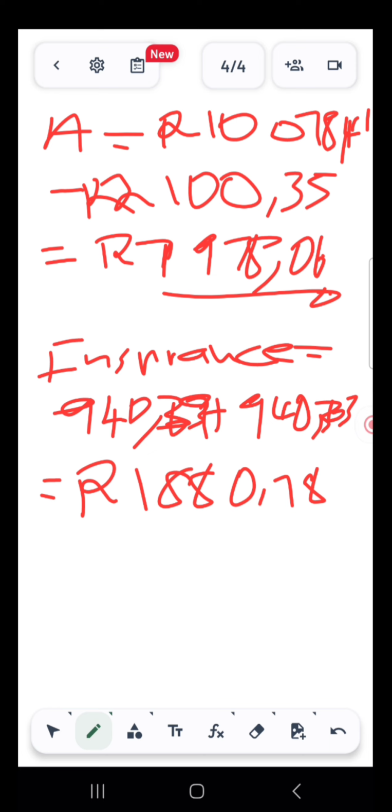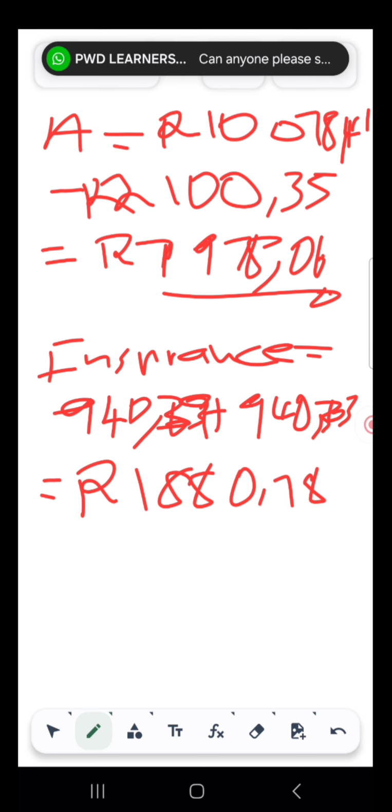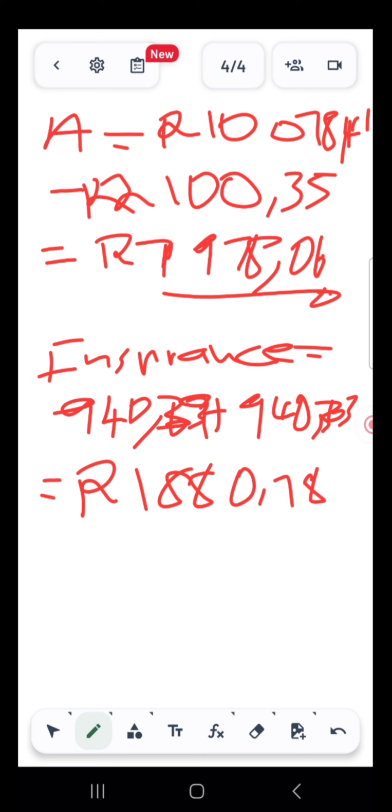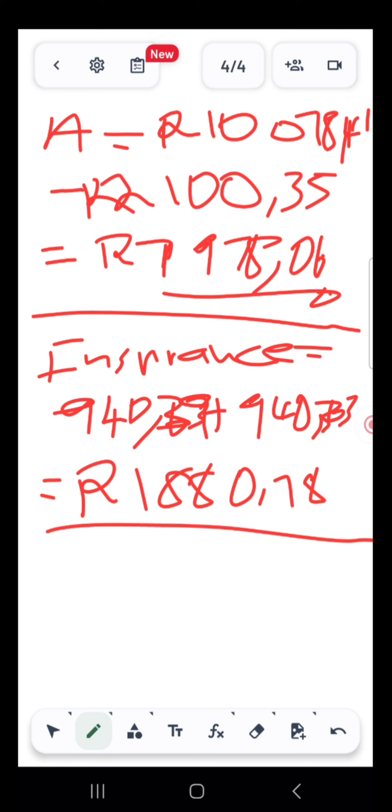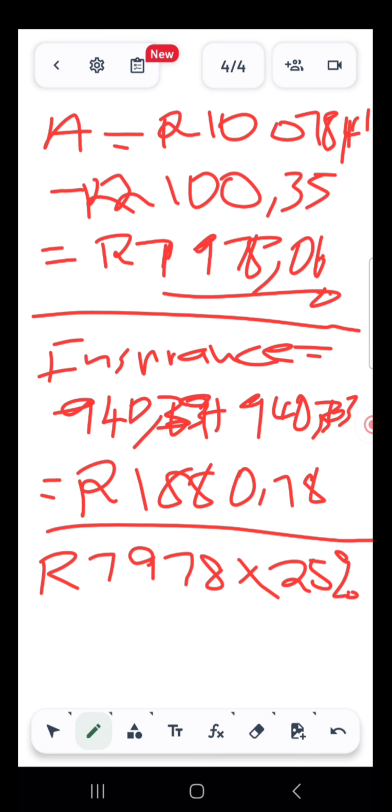So now we're trying to find out if this amount is more than 25% of his salary, right? So we must find out what 25% of his salary is in rand. We need 25% of the gross salary. Earlier we wanted the total insurance, now we want 25%. So the gross salary is 7,978 multiplied by 25%, right?